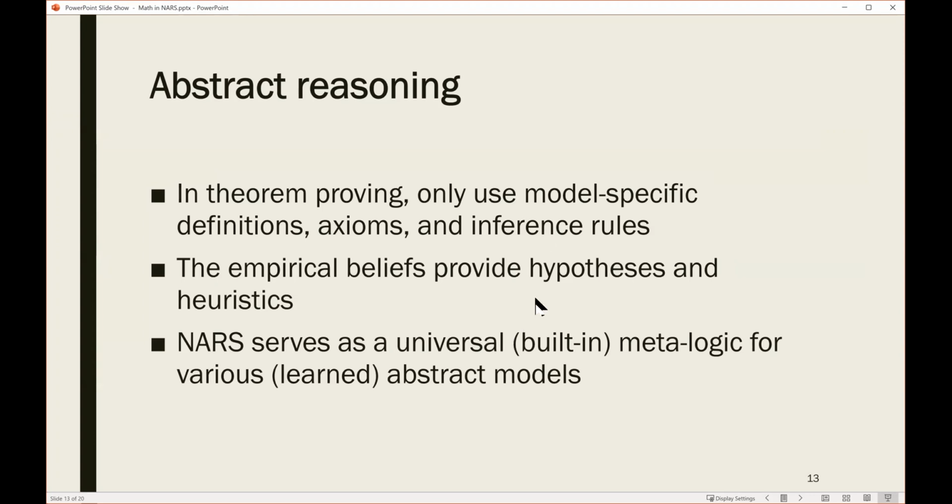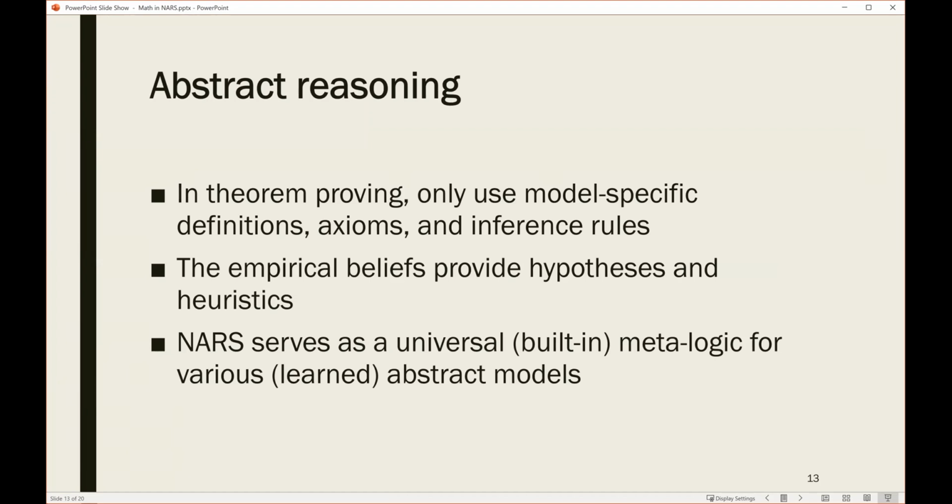Okay, so another thing it will provide is that NARS serves as a universal methodology for arbitrary abstract models, in the sense that you can teach it propositional calculus, you can teach it probability theory, you can teach it whatever you want, just like how you teach a human a mathematical model. But of course, there is no guarantee that NARS can learn it successfully, just like sometimes we run into trouble when we learn a complicated system. Anyway, none of those logics is necessarily built into the system. You need to teach it.